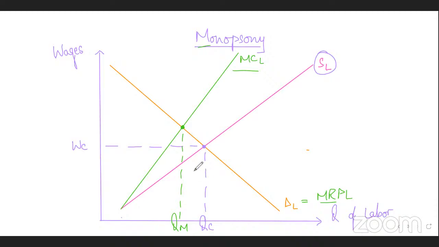And how much wages will they pay? They will pay the wages according to the supply of labor, right? So they will not pay at this level. They will pay less than this. Why so? Because they know that they are the only firm who can hire this type of labor. Does it make sense? Breathe.